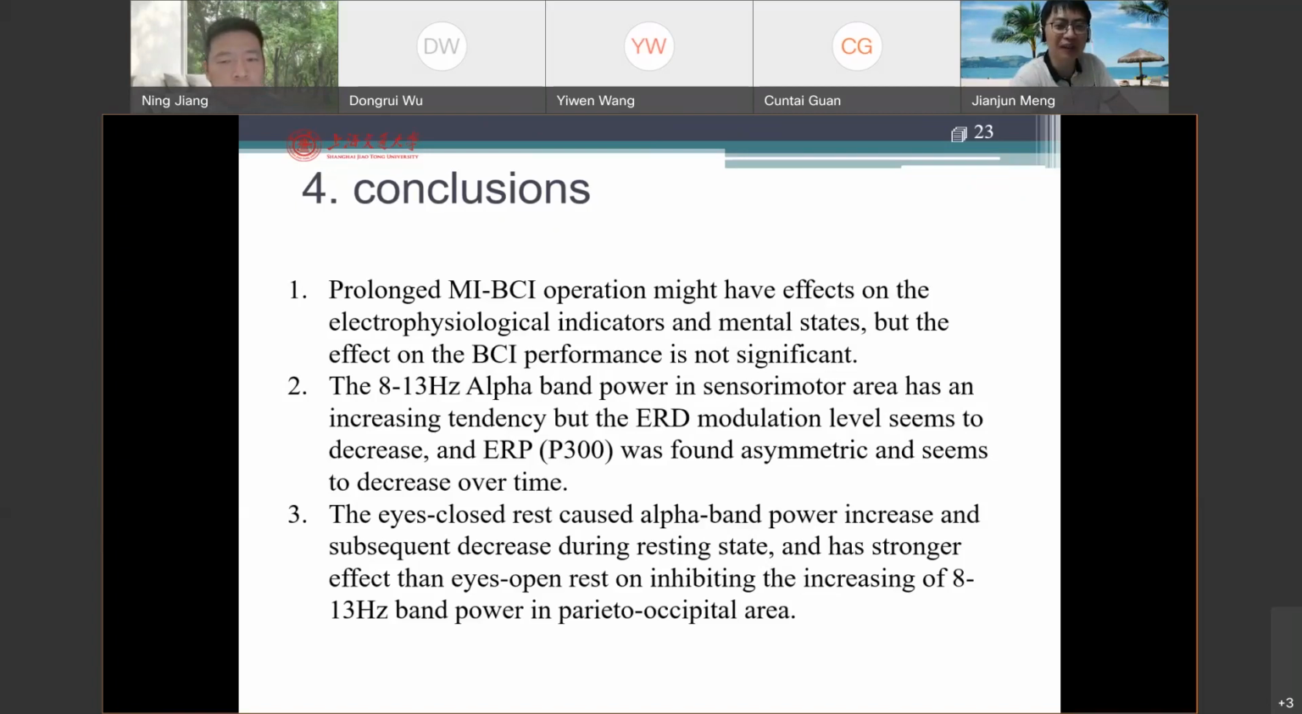Since we didn't do SSVP task, in my introduction, I introduced one previous publication. They have done the SSVP based experiment, and in their results, it looks like they found that even though they only did maybe half an hour of experiment, they found some significant change of those SSVP responses. The amplitude, they found the amplitude decreased. So I'm not sure whether that is from visual fatigue.